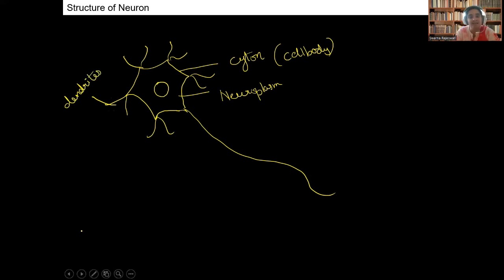So we are studying the structure of multipolar neuron. Inside the cytoplasm, there are small granules which we are calling Nissl's granules. So this is the axon. The axon arises from a part which is called as axon hillock.